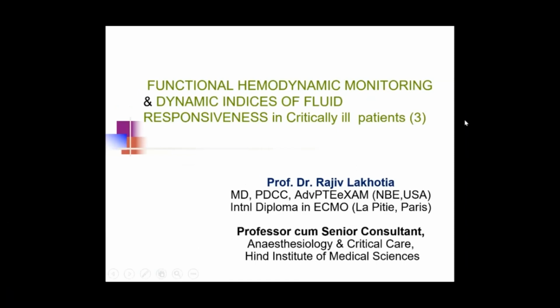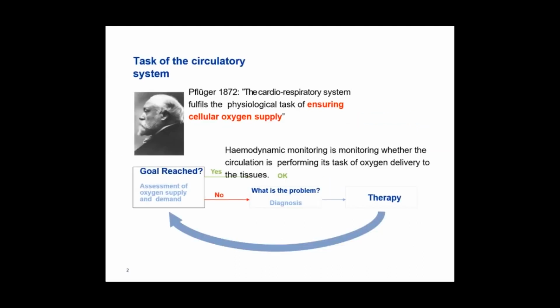In this series, we have discussed functional hemodynamic monitoring and dynamic indices of fluid responsiveness in critically ill patients. In this third part of the series, we will try to touch on some practical aspects. We have discussed theoretical aspects extensively in the first two lectures. Now let's touch on the practical aspects in a brief way, as there are limitations with our timings. So what is the task of the circulatory system?